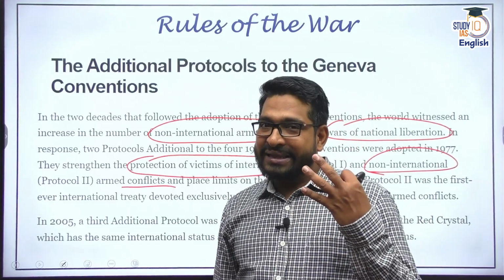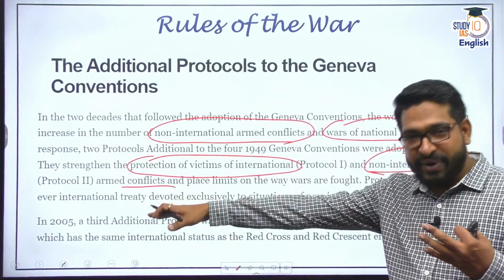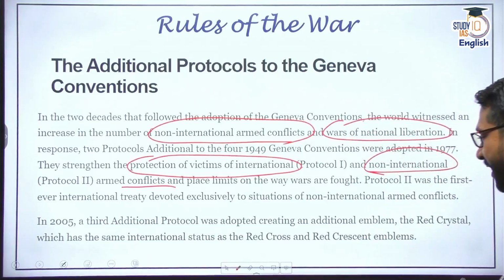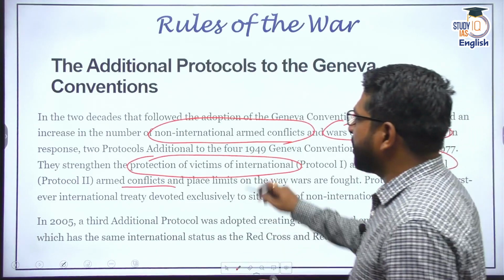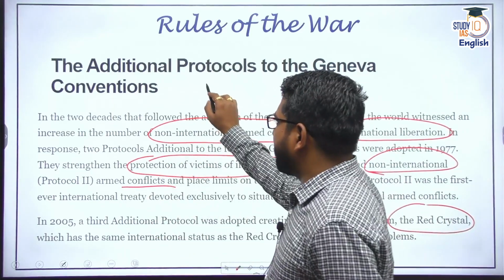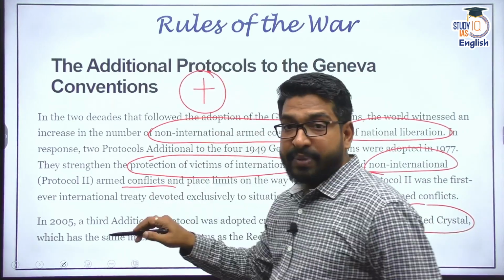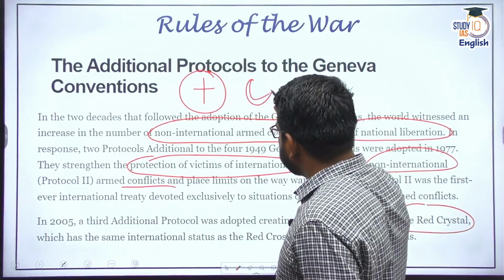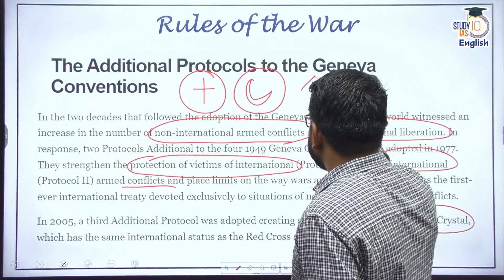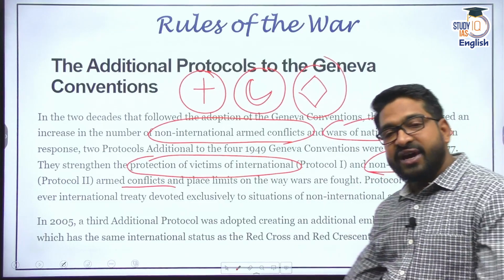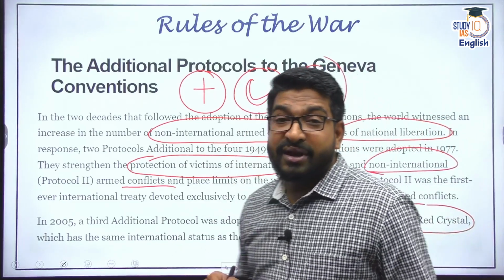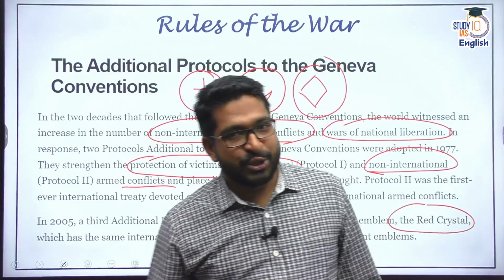Apart from that, the third protocol came in the 21st century, in 2005. It basically added a red crystal emblem. As I told you, the Red Cross is signified by a plus symbol, by a red crescent, a red moon like this, and then there is a red crystal. Now, all three signify the Red Cross Society, the International Red Cross Society.